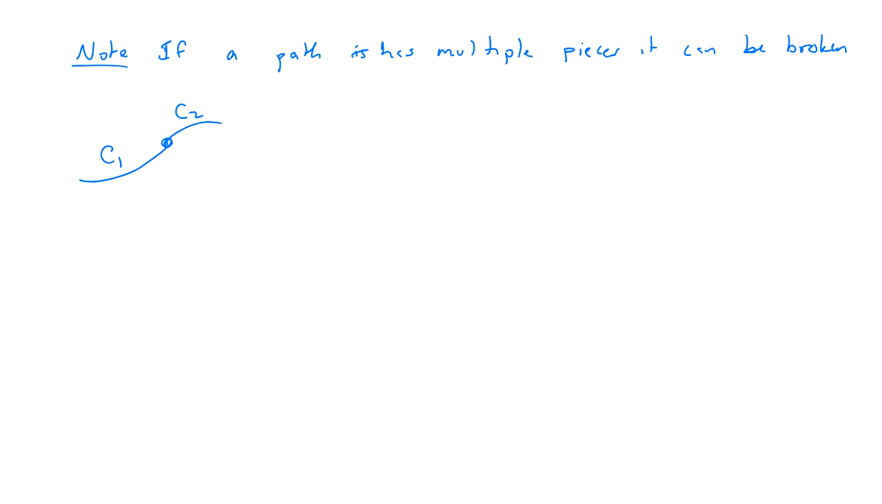So if I have a path that has a couple pieces, C1 and C2, and as you might expect, you can break it up into two pieces. Or if there are three pieces, you can break it up into three pieces and so on. So you can break it up into multiple pieces. And in a similar way, here when we talk about a path, we're talking about a particular direction.